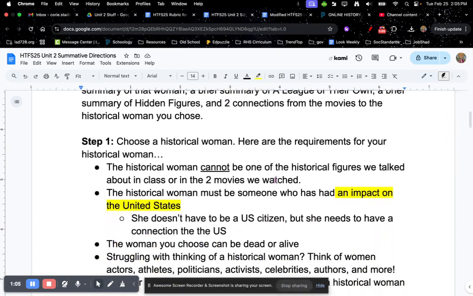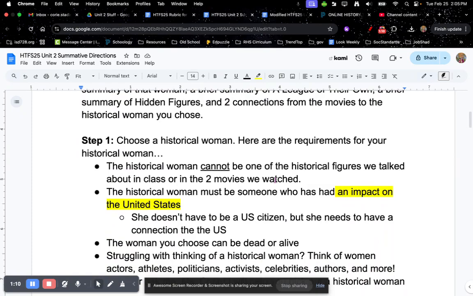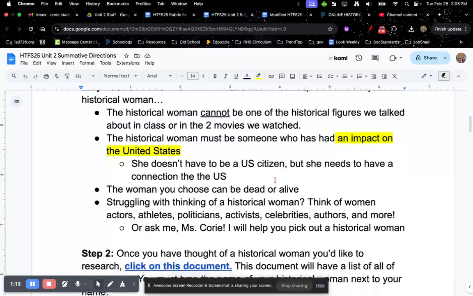Here are the requirements for your historical woman. The historical woman cannot be one of the historical figures we talked about in class or in the two movies we watched. The historical woman must be someone who has had an impact on the United States. It doesn't have to be a U.S. citizen, but she needs to have a connection to the U.S. The woman you choose can be dead or alive.